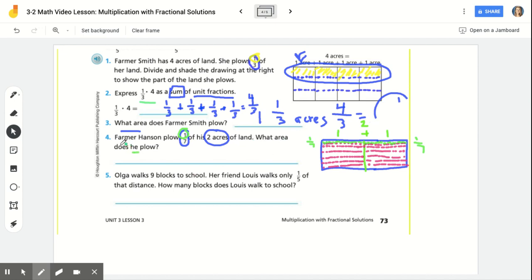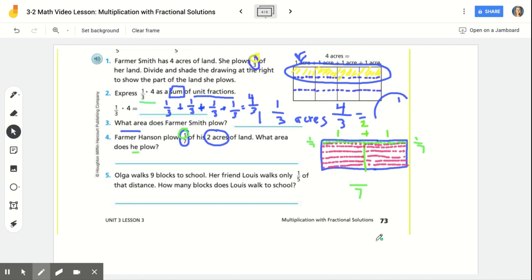What area of land does he plow? Well, let's use the diagram to help us. Let's draw out a fraction bar and decide what the denominator is first. Remember, the denominator is how many total pieces one whole is split up into. Each whole is split up into 7 pieces.